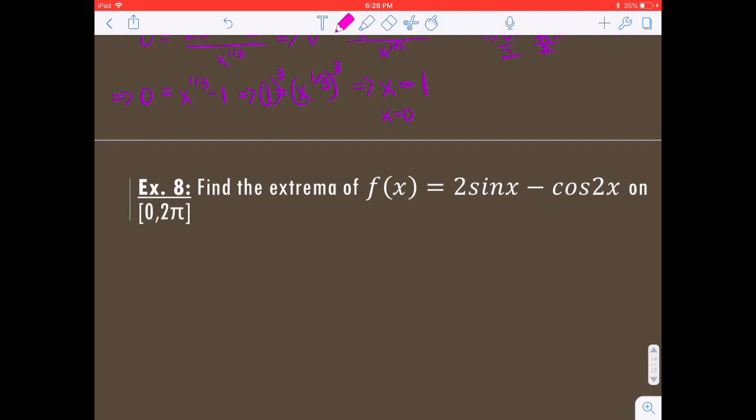Okay, so we have one more problem, but we are actually going to look at this one in class tomorrow. We will do this one first thing tomorrow because it's a lengthier one with all of the trig functions in here. So tomorrow let's look at this first example and find the extrema on [0, 2 pi]. We'll do that one in class tomorrow.